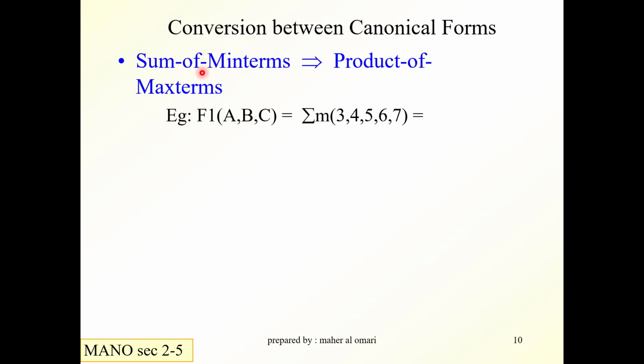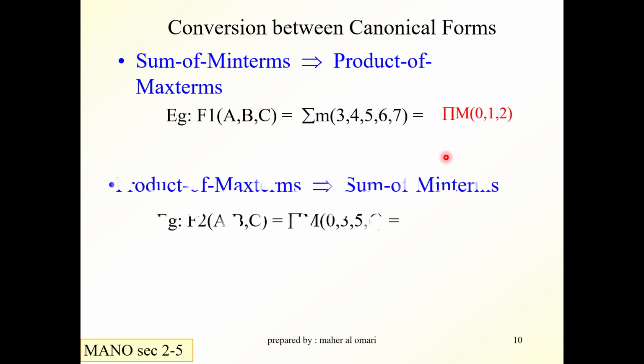Conversion between canonical forms. If we are given a function in sum of minterms and we want to convert it into product of max terms, f1 is equal to the sum of minterms 3, 4, 5, 6, and 7. This is equal to the max terms 0, 1, and 2. What's missing here is 0, 1, and 2. We know that the max term is where the function is equal to 0. Of course, this function is equal to 0 for the max terms 0, 1, and 2.